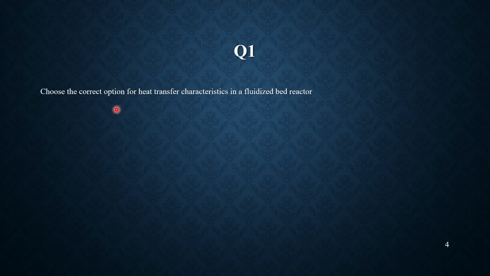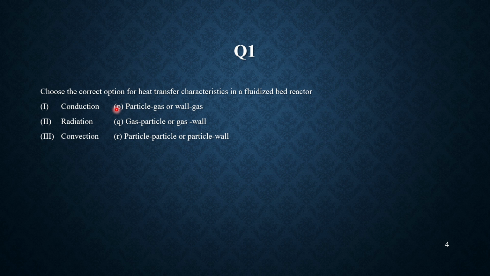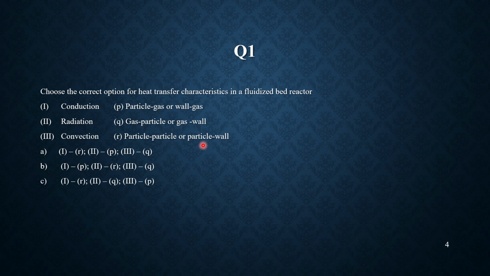In question 1, it is asked to choose the correct option for heat transfer characteristics in a fluidized bed reactor. We need to match. On the left hand side, three options are given: conduction, radiation and convection. On the right hand side, there are three options: particle gas or wall gas, gas particle or gas wall, and particle particle or particle wall. Option A is 1R, 2P, 3Q, option B is 1P, 2R, 3Q, option C is 1R, 2P and 2Q and 3P, and option D is 1R, 2P and 3R, 1 is Q.